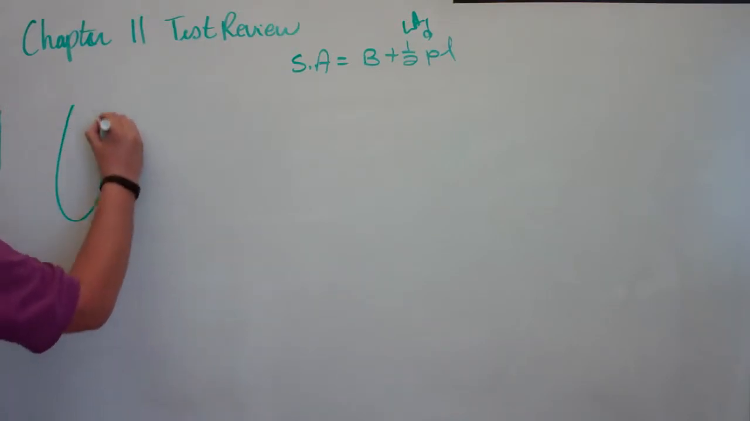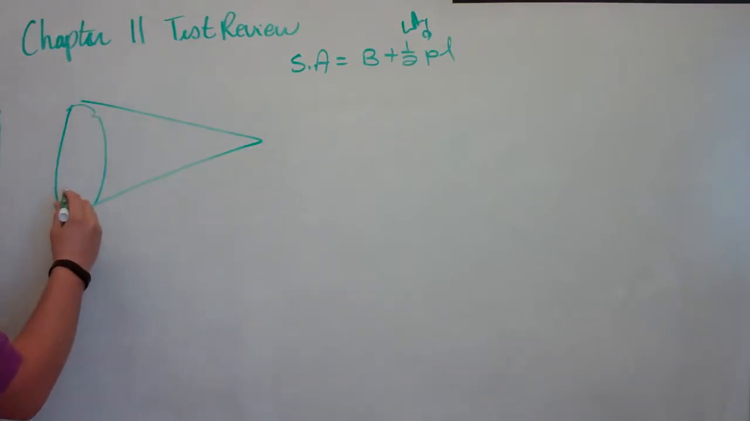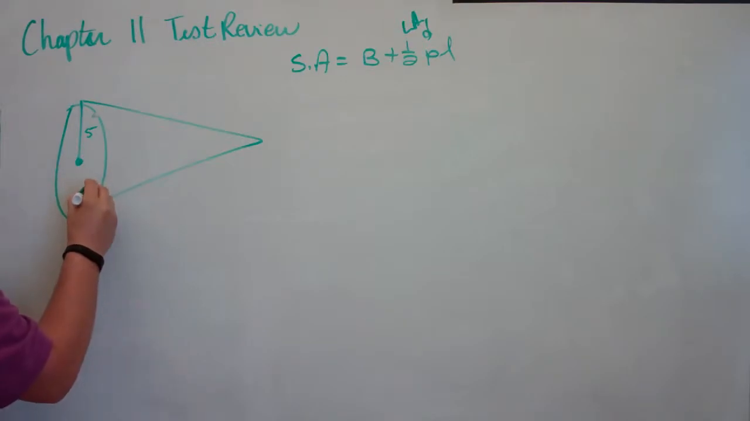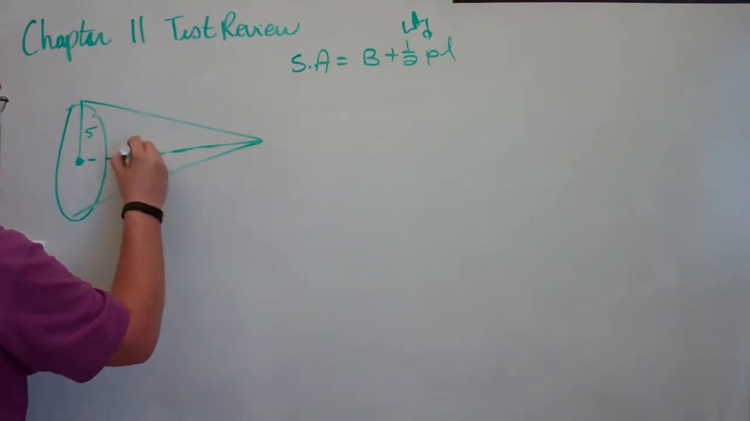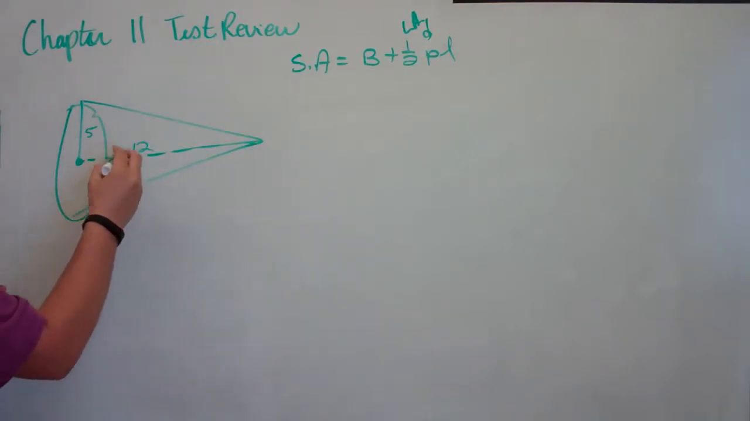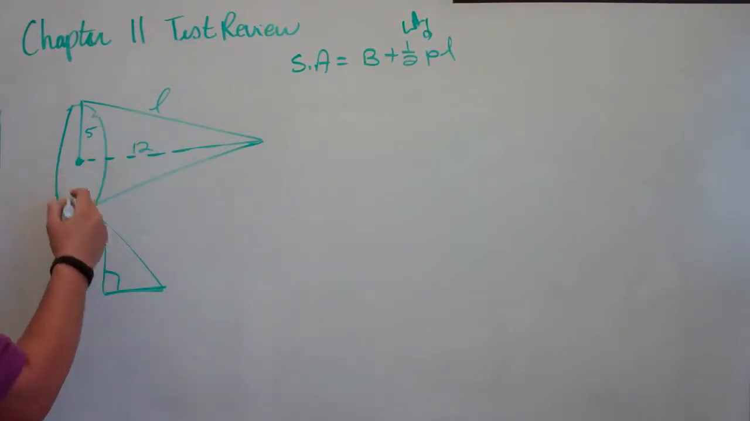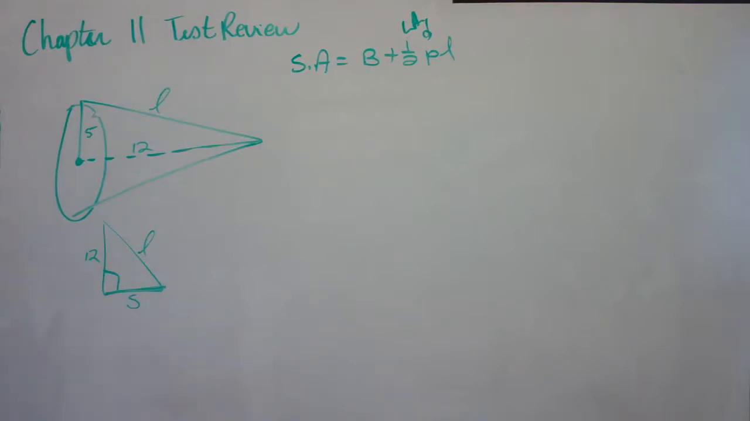So here our cone's laying over on its side. This is 5, which is a radius. This is 5. We have our height here, which is 12. And we want to find our slant height, which is L. Again, you set up a right triangle. The height of this triangle is the height of the cone, which is 12. The base of this triangle is the radius of the cone, which in this case is 5. And then we have to find L again.